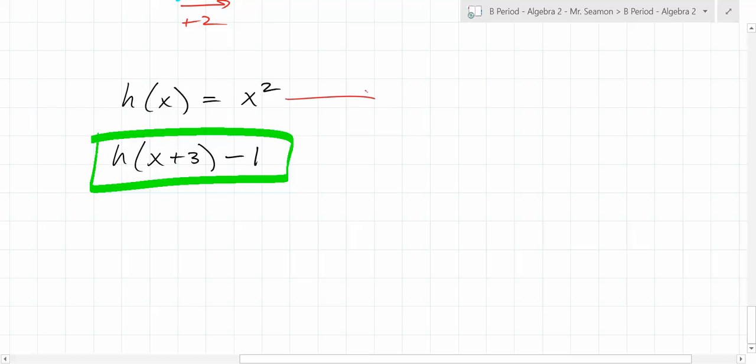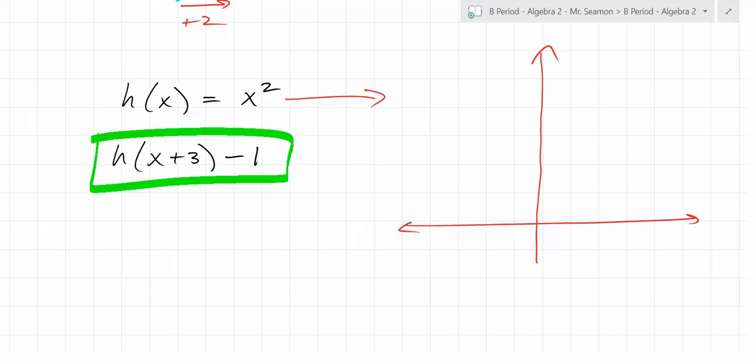Graph this one first. What does that look like? What function is that? That's y equals what? x squared. So when x is 0, what do you get? 0. When x is 1, what do you get? 1. When x is 2, 2 squared is 4. So you have something that kind of looks like this.